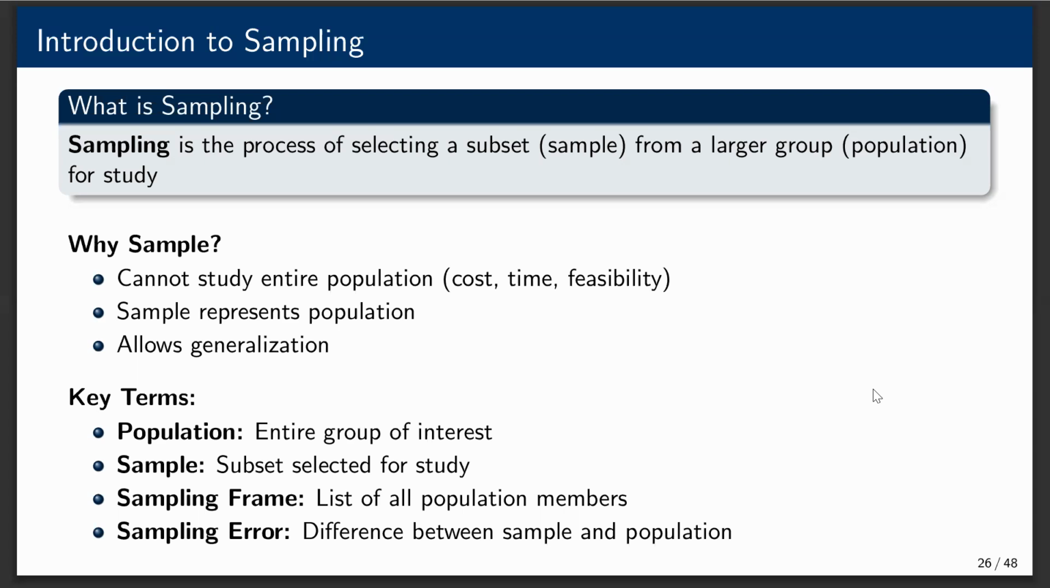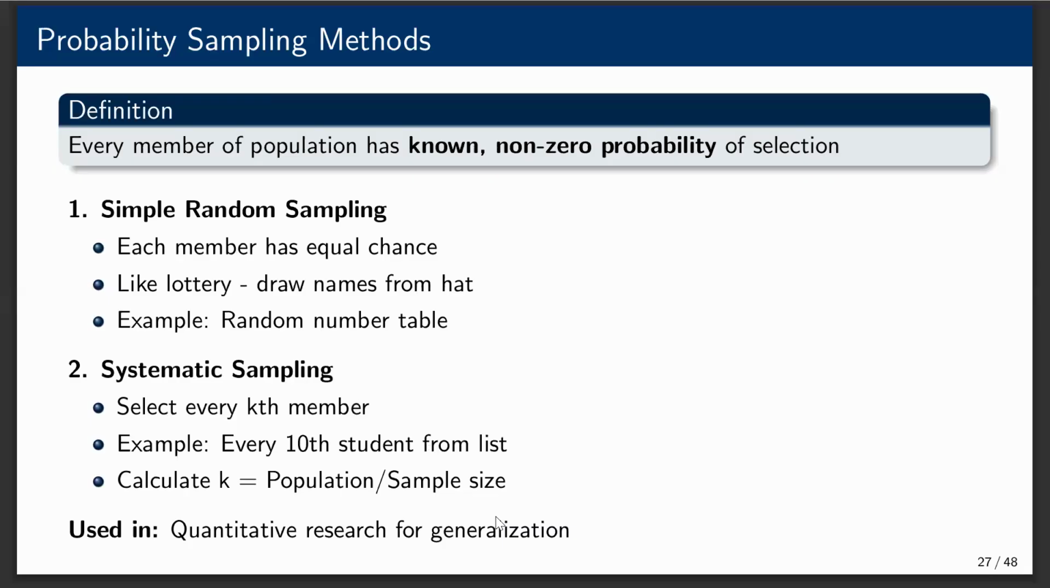The population is the entire group of interest. The sample is the subset selected for the study. The sampling frame is the list of all population members. Sampling error is the difference between the sample and population. Then largely there are two types: probability sampling and non-probability sampling. So probability sampling methods involve, the definition is every member of the population has a known non-zero probability of selection.